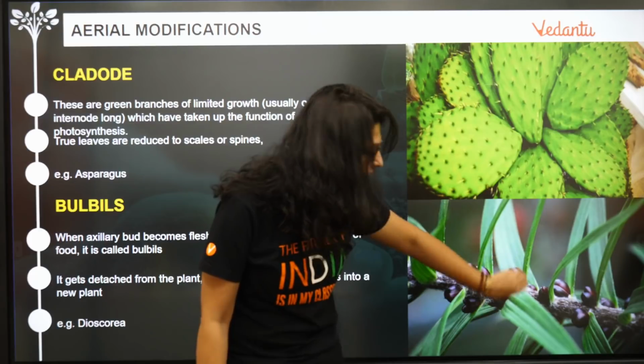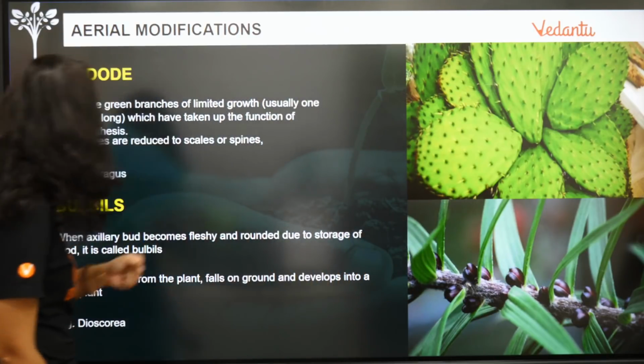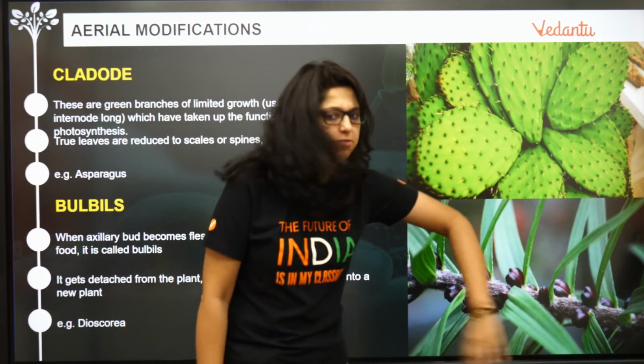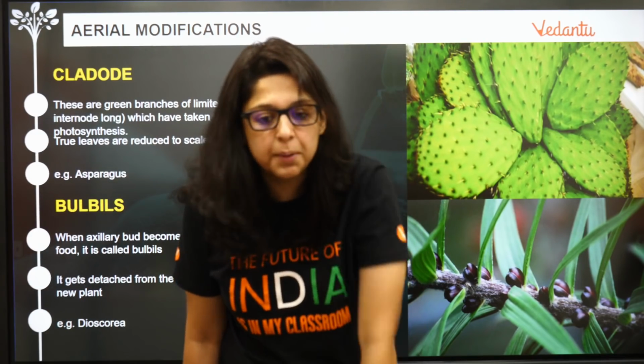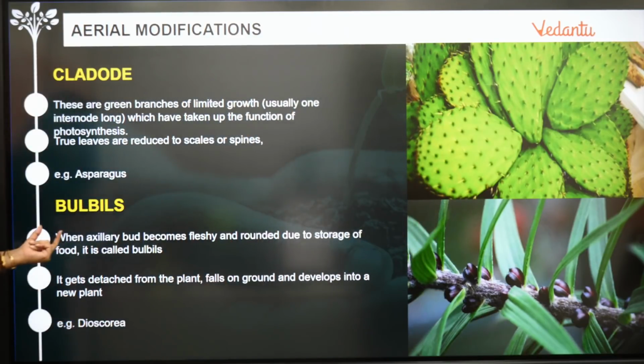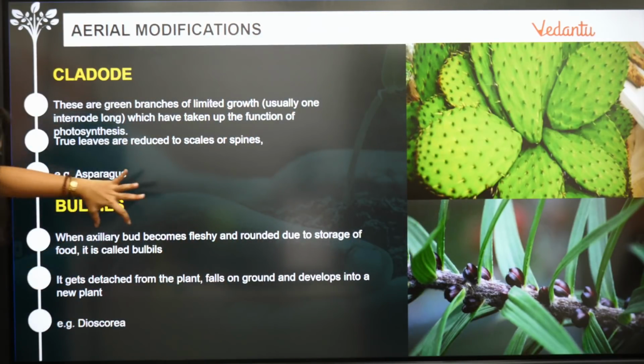Right? Can you see, it is attached in front of the leaf? So it is the axillary bud. When the axillary bud becomes fleshy, bulbils, very, very important. The axillary bud becomes fleshy due to storage of food. It is called a bulbil.